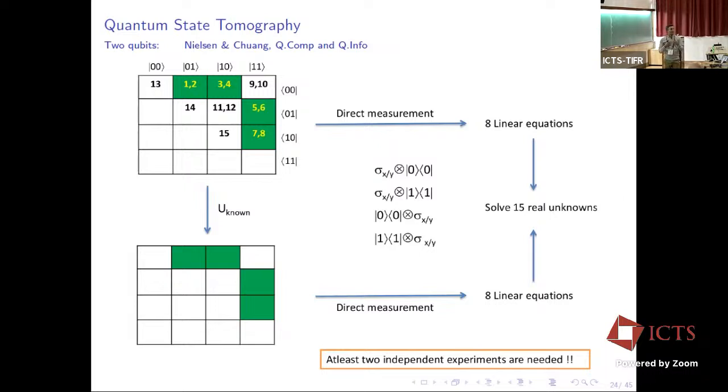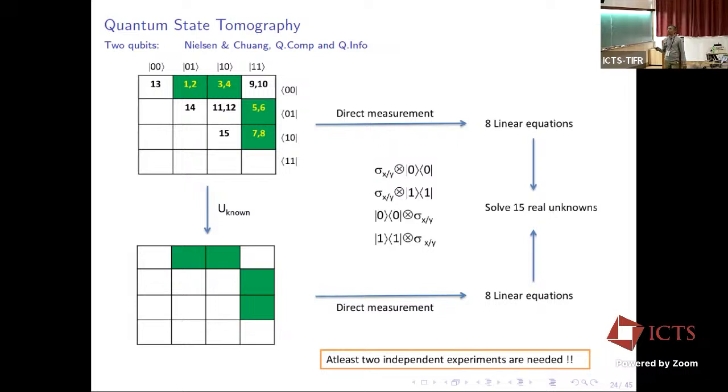So they are the direct elements which can be measured in one shot. But the rest of the elements are not accessible for direct measurement. Okay. So direct measurement gives these 8 parameters, in the form of 8 linear equations. And so in order to solve all the 15 real unknowns, we need at least 2 experiments.